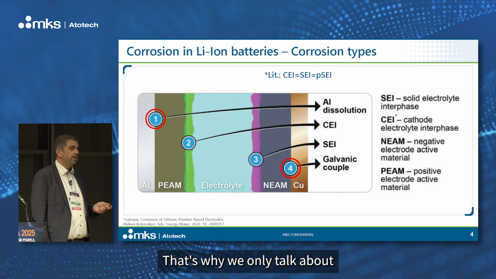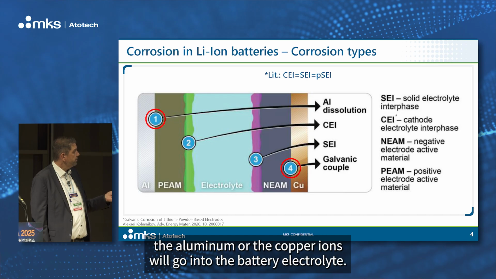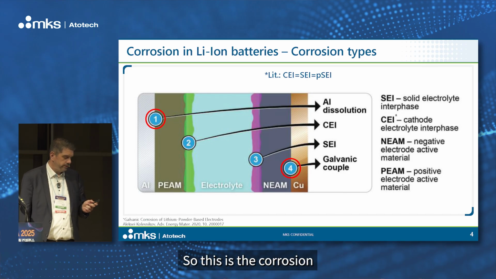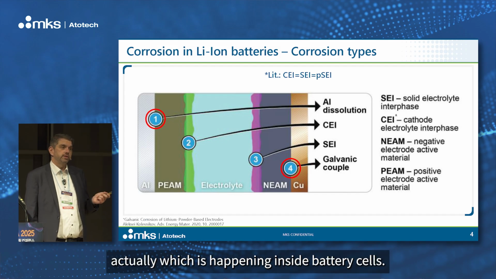That's why we only talk about current collector corrosion. And then, if corrosion is happening, the lithium, the aluminum, or the copper ions will go into the battery electrolyte. So this is the corrosion which is actually happening inside battery cells.